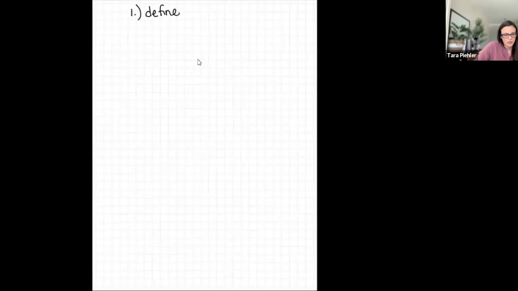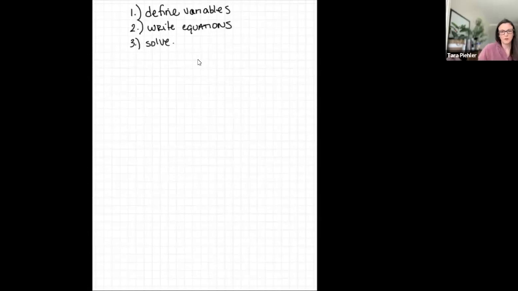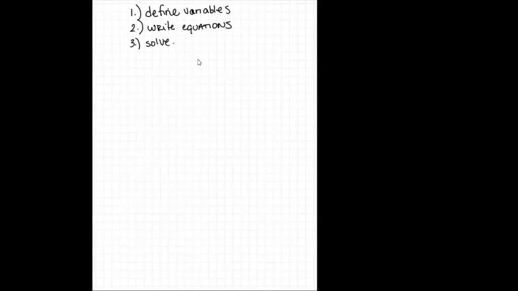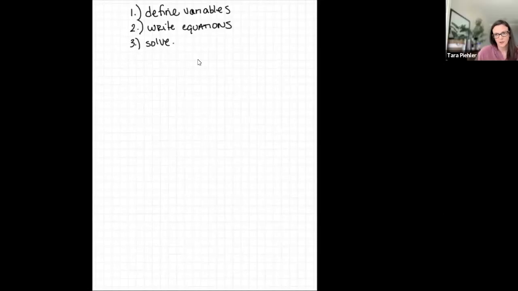So the first step is we're going to define the variables. Then we're going to write our equations. And then we'll solve them. That is how you solve a word problem. It's very simple. The second one is the hardest one. So let's start off easy with an example, and then you guys can go into breakout rooms with my second example.